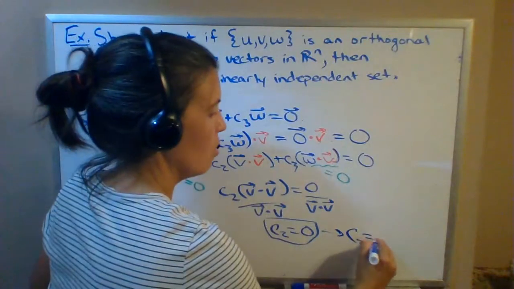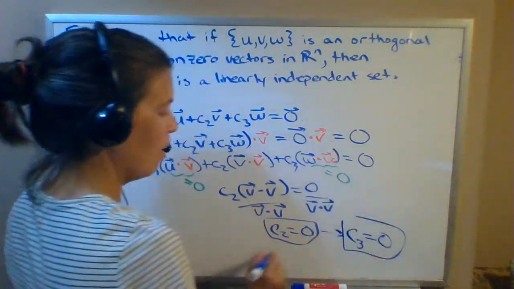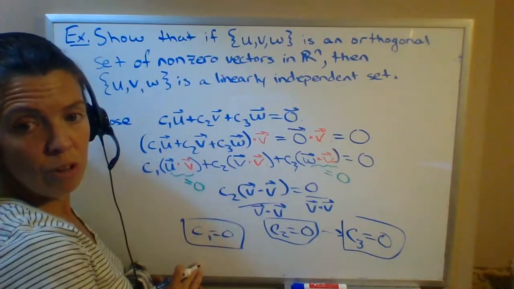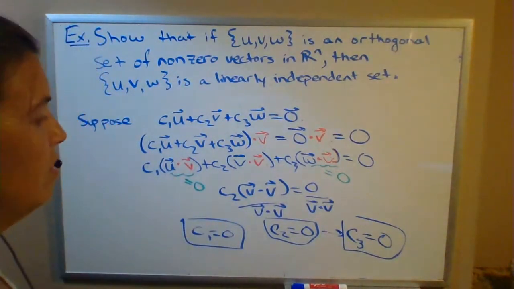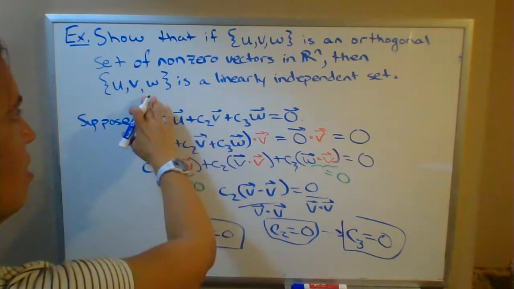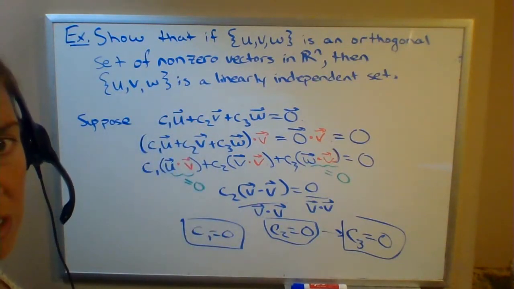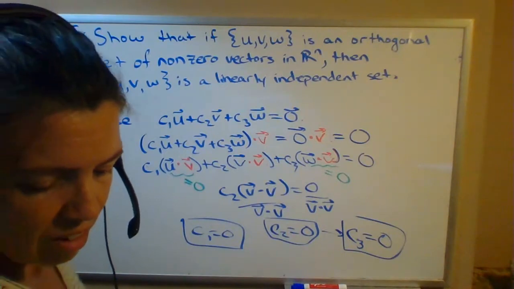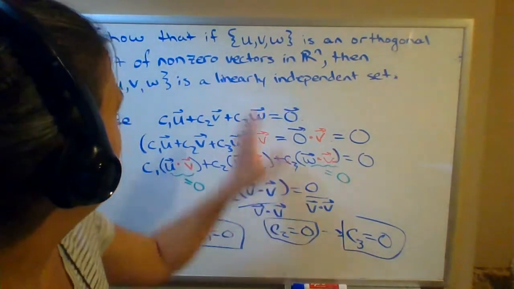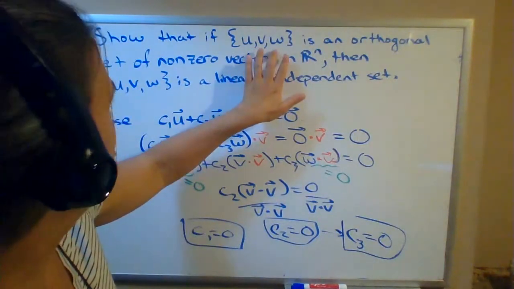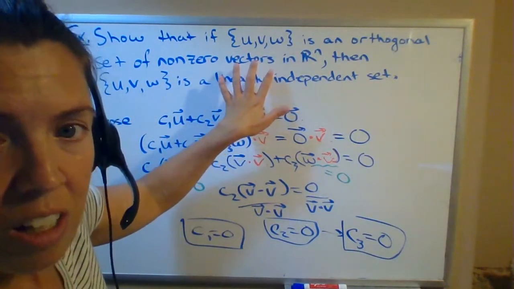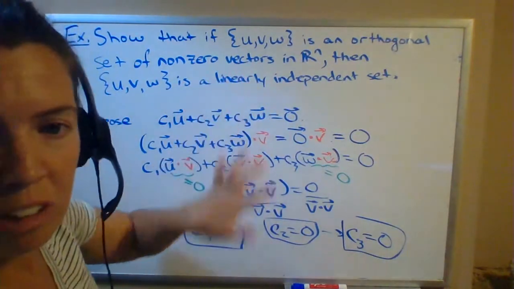And so since our only solution, we've proven now, is where c1, c2, and c3 are all equal to 0, then we have only the trivial solution to this equation. And so that proves that the set u, v, w is a linearly independent set. And so we can form this conclusion: when we have a finite set of non-zero orthogonal vectors here, then we can assume that that's a linearly independent set.